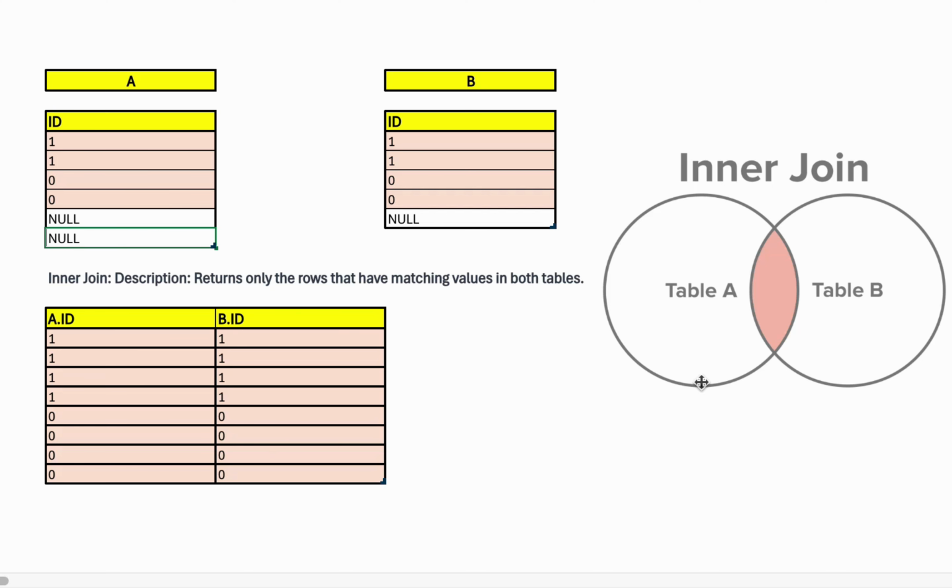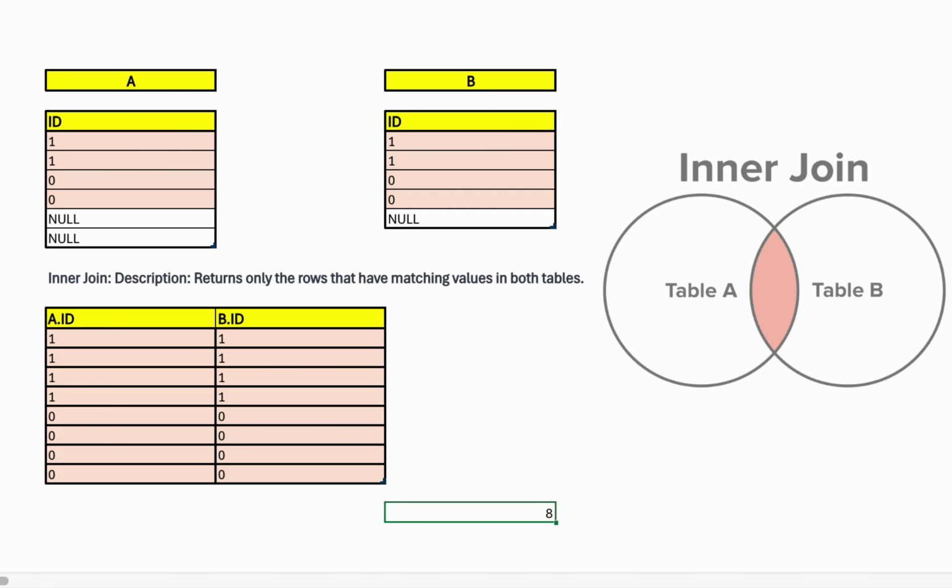Let's count the number of rows that we get when we apply this inner join operation between table A and table B. So we have 1 row, 2, 3, 4, 5, 6, 7, 8. So the answer is 8. When we apply inner join between this table and this table, we get 8 rows.